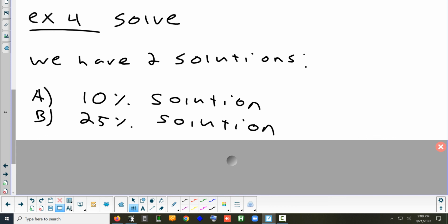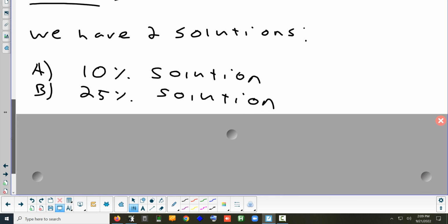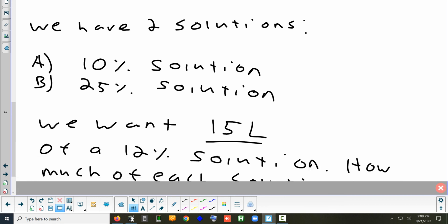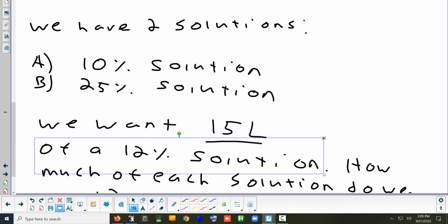All right, so we have two solutions we're going to mix together, a 10% and a 25%. If you mix them just right, you could get anything between 10 and 25. I want to mix them together so that I get 15 liters when I'm done. Okay, and you might say, well, that's easy. Just do 7 of this one and 8 of this one. Well, that's one way to get 15. But they also want me to get exactly 12%.